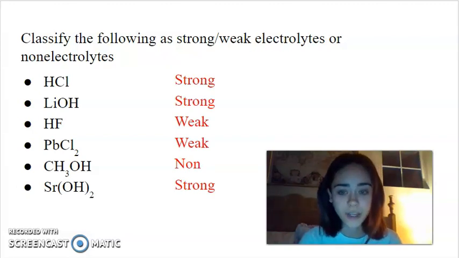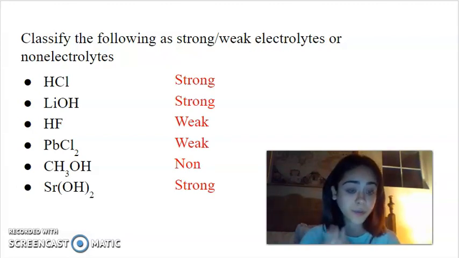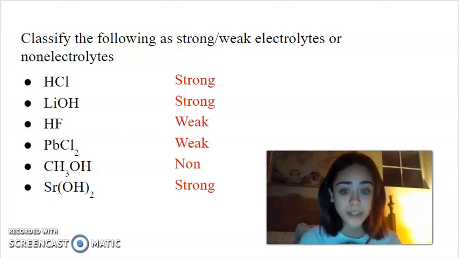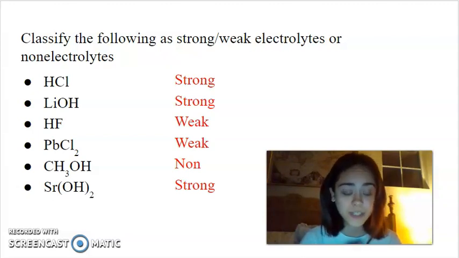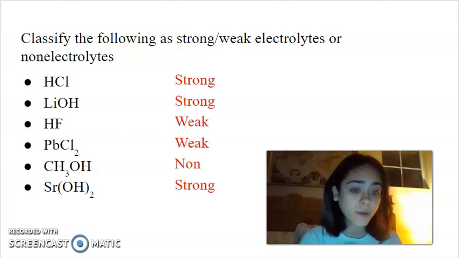So let's look at each of these. HCl. I can remember that HCl is one of my 6 strong acids, so this is going to be a strong electrolyte. Lithium hydroxide. This is a metal hydroxide, and metal hydroxides are strong bases, so this is going to be a strong electrolyte. Hydrofluoric acid. This is not one of my 6 strong acids. This is a weak acid, so therefore this is going to be a weak electrolyte.